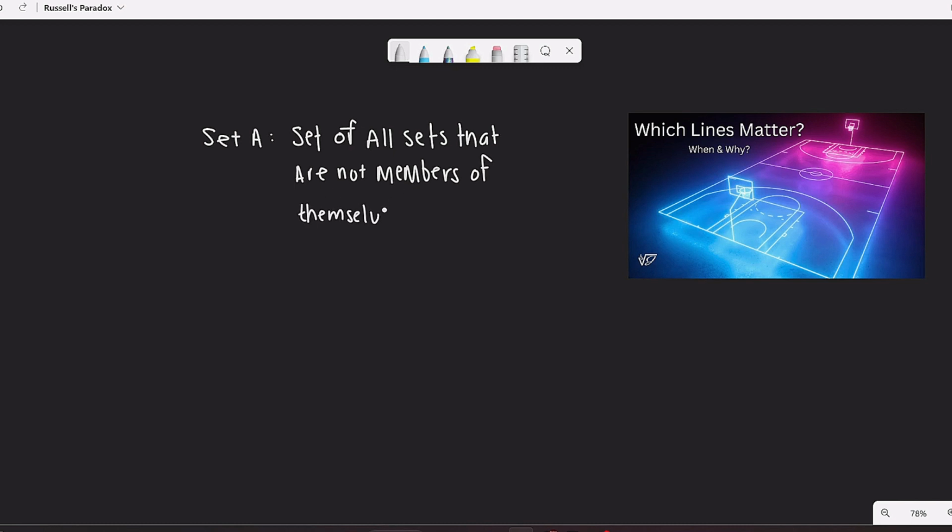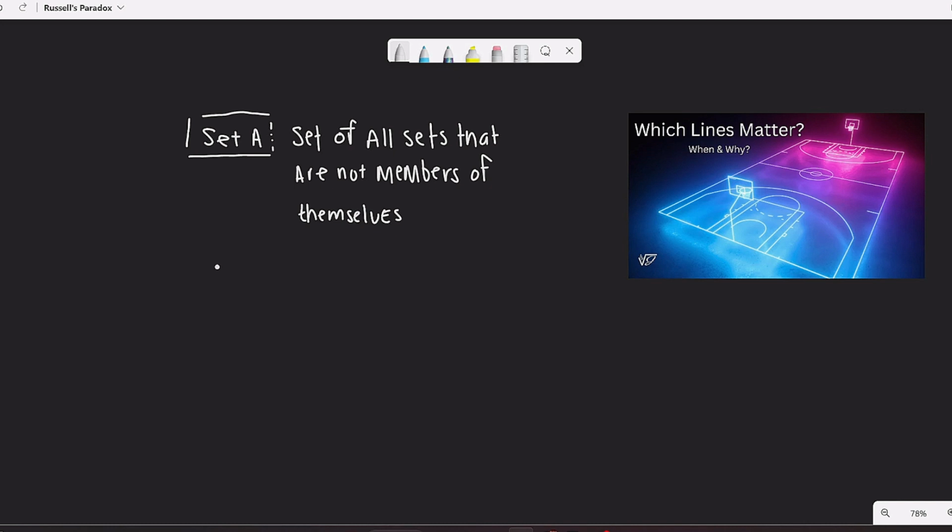And this paradox, you have to go out of your way to find it, but it does exist. So set A is a set of all sets that are not members of themselves. And so we have to consider this set specifically to understand how the paradox arises. I'm going to keep it abstract here at the beginning, and then I'm going to give a couple of examples to help drive the concept home.